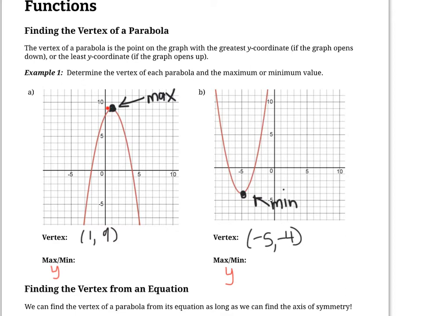So in this case, the maximum is 9. It's the y value of the vertex. And in this case, the minimum (I'm going to put in brackets that this one was a maximum), the minimum is going to be -4. -4 is the smallest y value on this parabola.